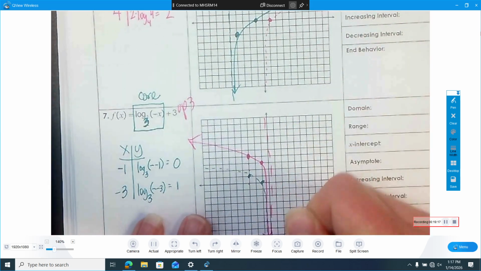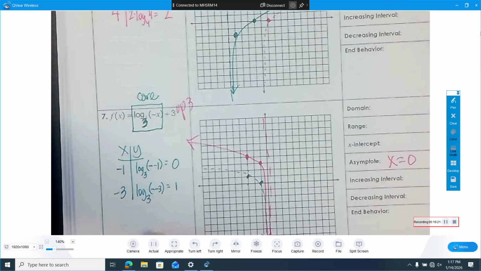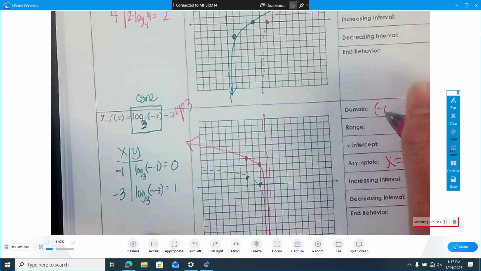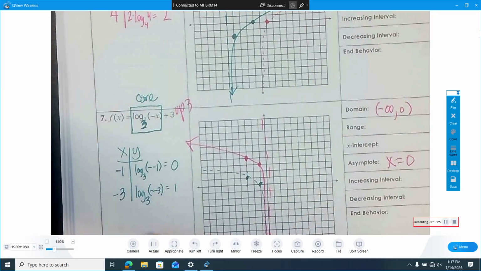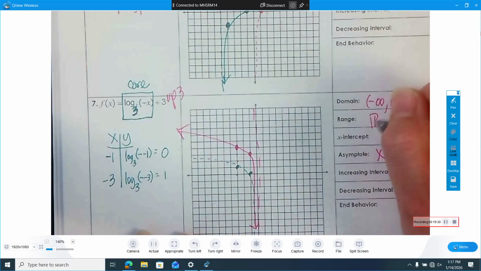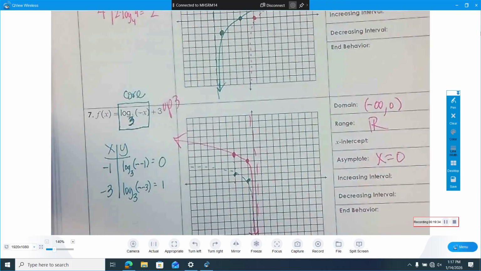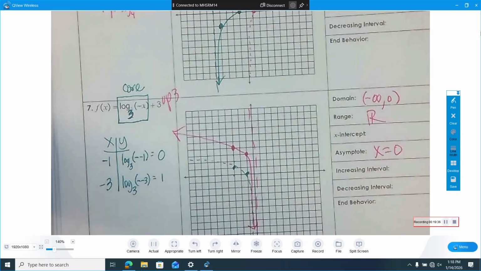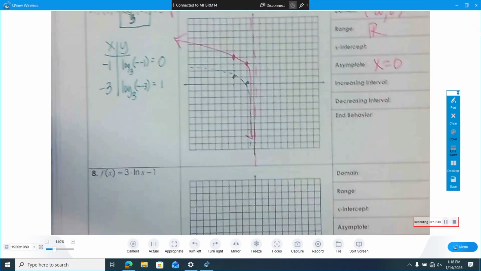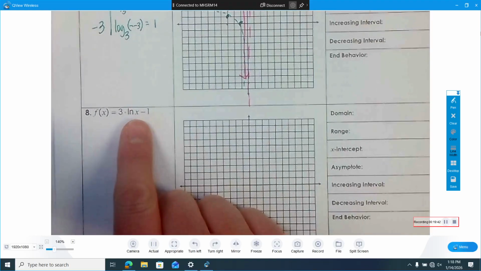So here our vertical asymptote is still x equals 0, but what is our domain now? -infinity to 0, very good. And then the range is still all real numbers. All right, how do you feel about that? Do you feel pretty good? What about this kind? This is the last one we're going to do.